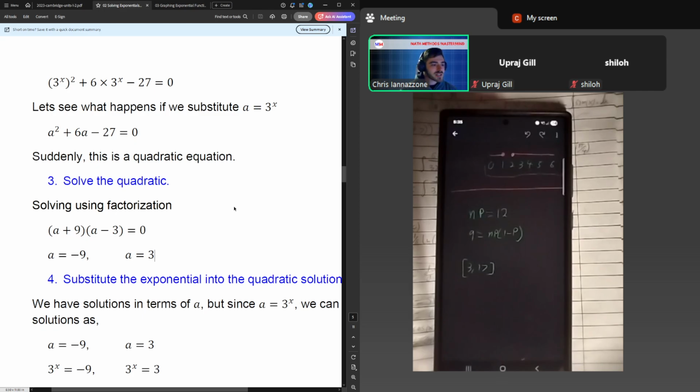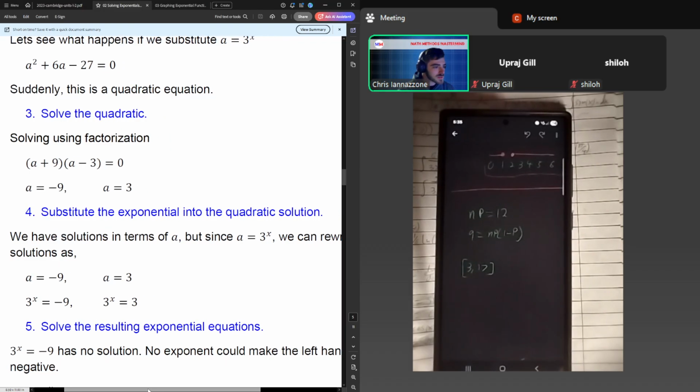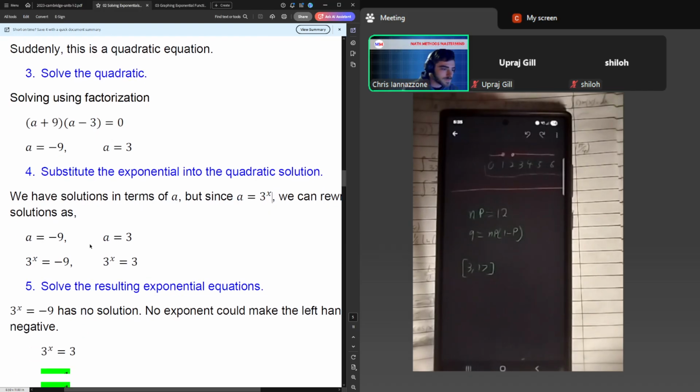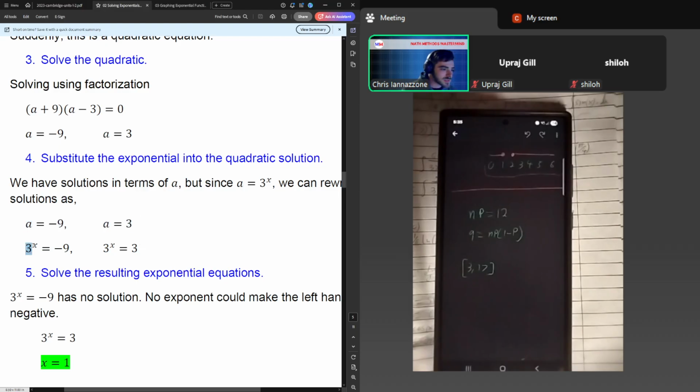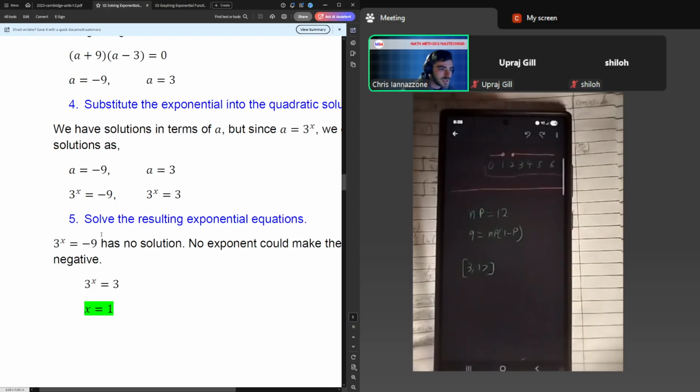But I definitely have had it where only one of the solutions is valid, like in this scenario here, where essentially all we're doing is noticing that we have our two solutions, a equals -9, a equals 3, but reminder that a is of course an exponential. So instead of putting a equals those things, you put the exponential as equal to both of those things. You have two possibilities to solve for. 3 to the x equals 3 is the only one that has a valid solution.